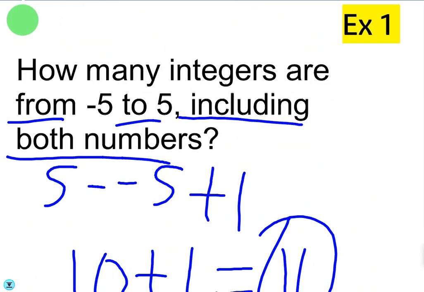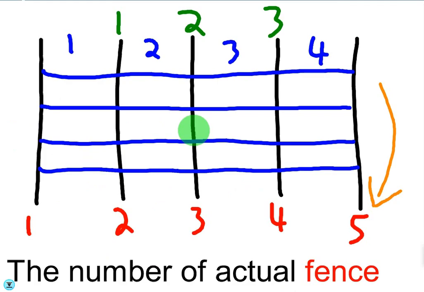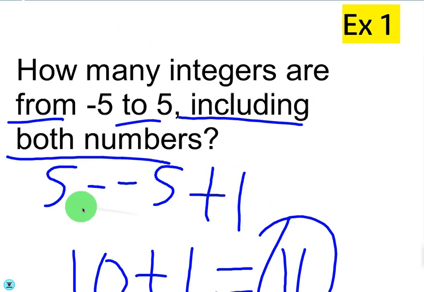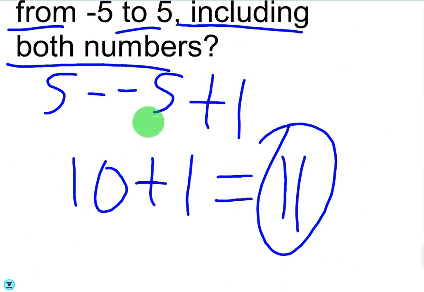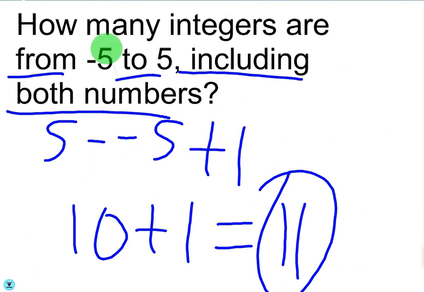All right, so the first example is going to be how many integers are from -5 up to and including 5. So again, we're just going to use the rule. We're going to say the bigger minus the smaller, 5 minus -5, and then we're going to add 1 to give us the total number of fence posts, or the number of integers from -5 to 5. So 5 minus -5 becomes 5 plus 5, which is 10. Add 1 to that, and that's 11. So if you were to count all the integers from -5 up to 5, there'd be 11 total. -5, -4, -3, -2, -1, 0, 1, 2, 3, 4, and 5. If you add all those numbers up, that's 11.